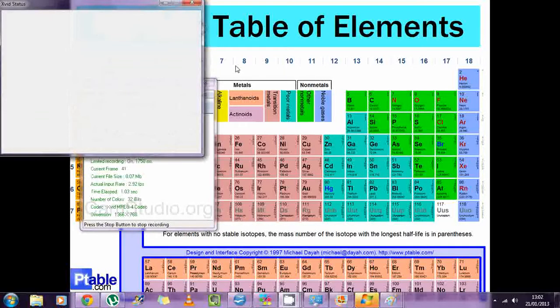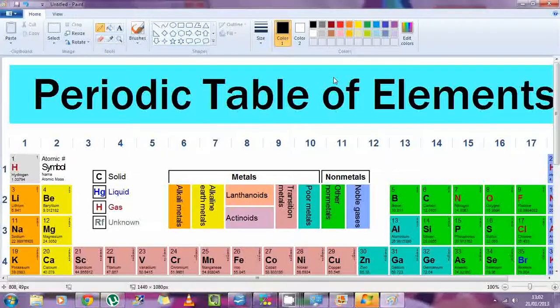So the periodic table shows you how the elements are set out. Elements are just groups of atoms of one type of thing. You can just call it a fundamental thing, the smallest sort of group of things you can get.